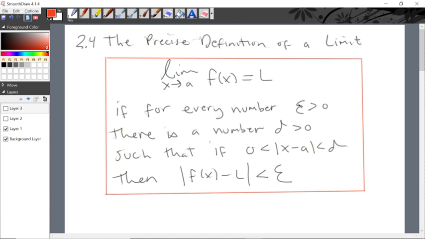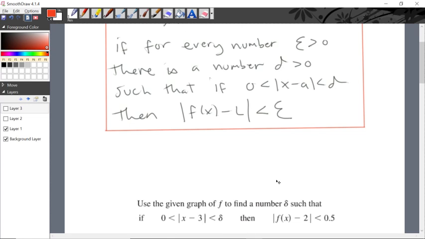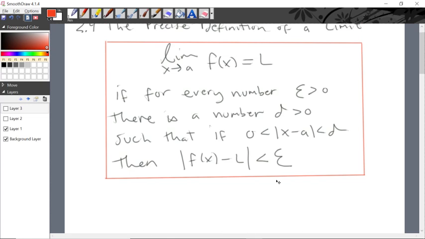Where does epsilon go? The difference between f of x, which is the actual y value on the curve, and the value of the limit that we're going to be reaching, the difference between those in magnitude is less than epsilon. Let's unpack that statement a little bit further, this inequality right here symbolically.